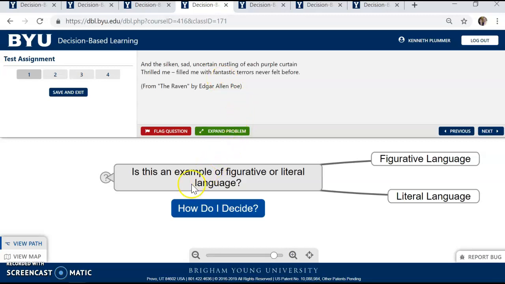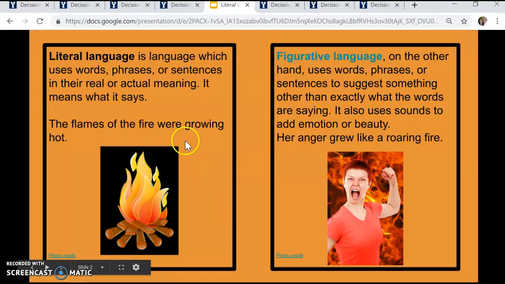terrors never felt before." So the student, this is for high school age, is asked the question, is this an example of figurative or literal language? Now they may think they know, and they may know, and if they do, they don't have to go to the just enough, just in time instruction, but if they don't, they can click here, and they can be taught the difference between literal and figurative language.